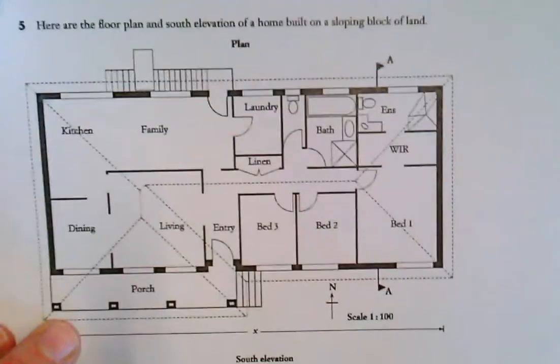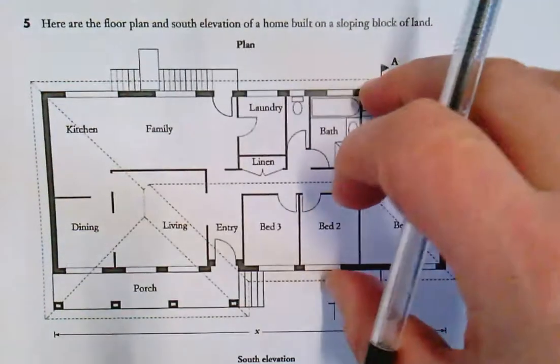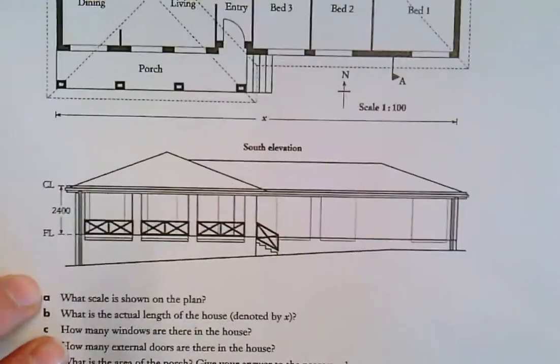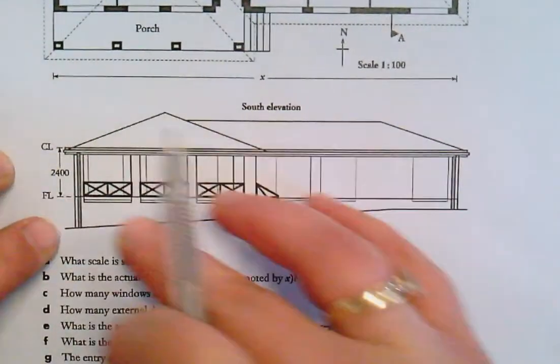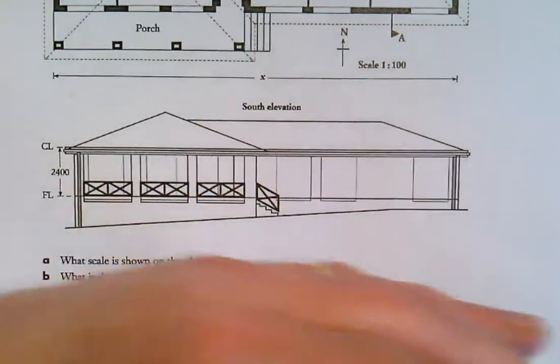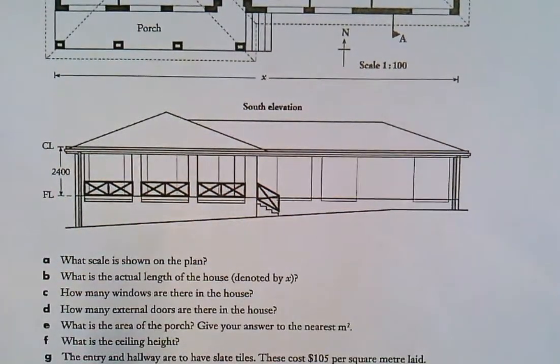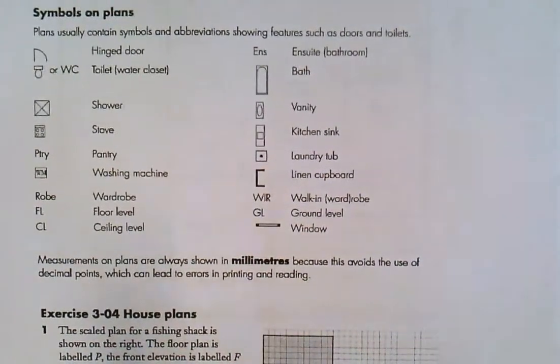If I look here, see, this is a plan, because I'm looking straight down at it. But this is an elevation. This one here would be the south, looking from the south of the house, what the side of the house looks like. It's a side elevation. Okay? All right. Okay, let's go back here. So these are some of the symbols that you'll have to recognize.